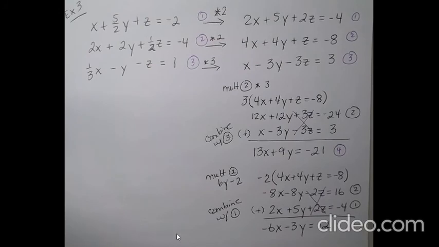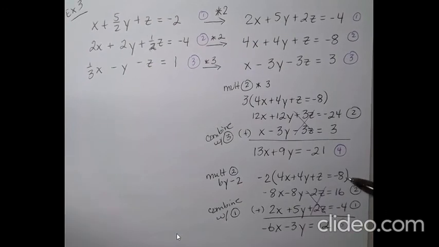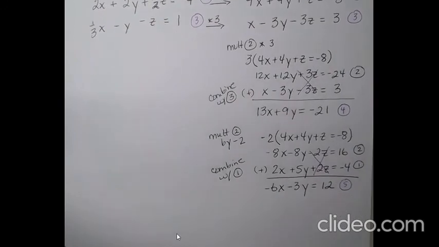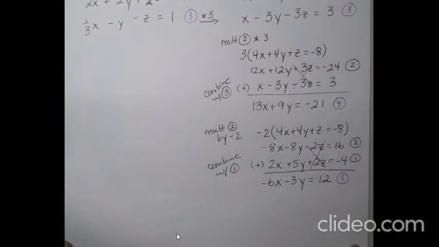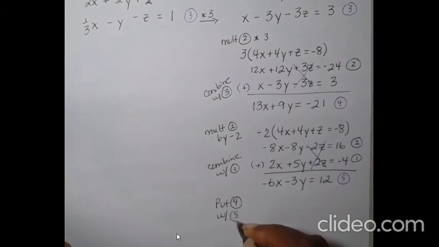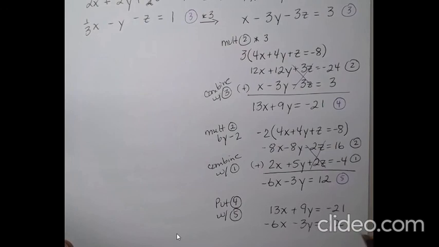Okay. Now we've got an x and a y. We're calling this equation number 5. Now 4 and 5 both have x and y, so let's work x and y together. Put equation 4 with equation 5. We've got 13x plus 9y equals negative 21. And we've got negative 6x minus 3y equals 12.